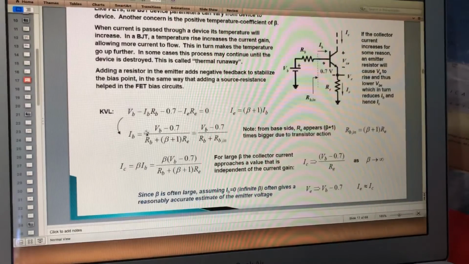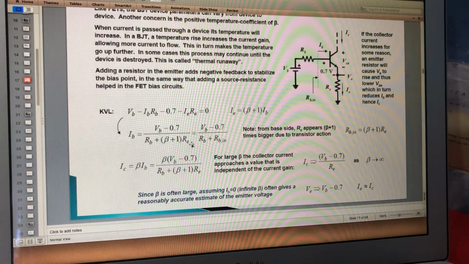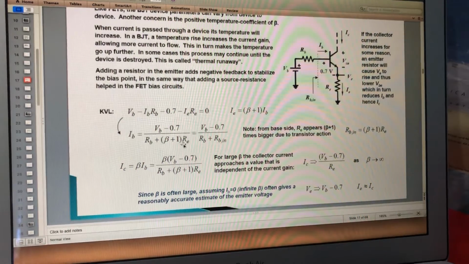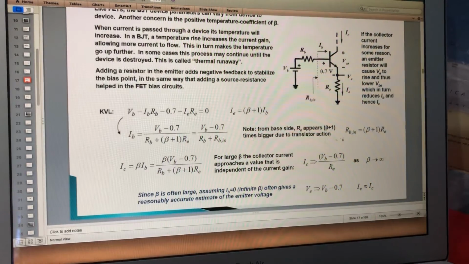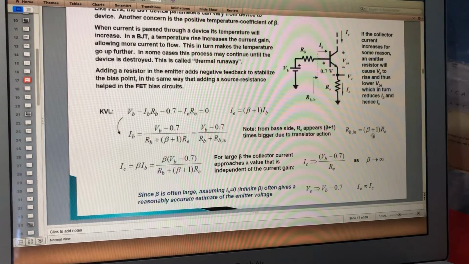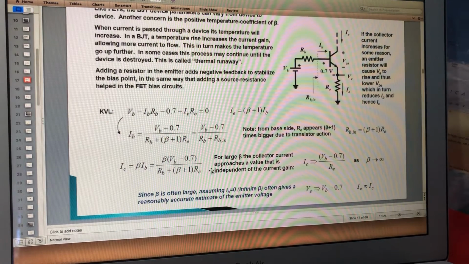Okay, so rearrange this equation. You get IB equals VB minus 0.7 over RB plus (beta plus 1) RE. What is this RE times (beta plus 1)? So now we name RB equal to this equation. Since IC equals beta IB, we put beta and put everything in this equation down here.